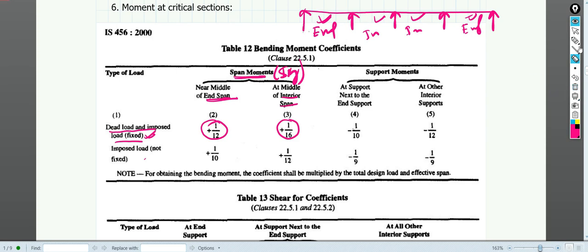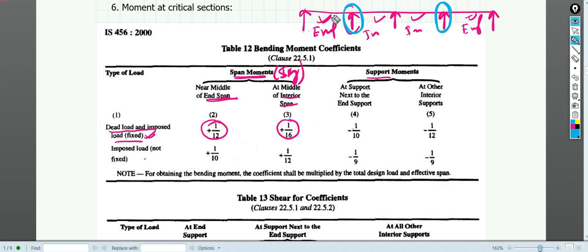And similarly, if you talk about the support or hogging moment, support moment, at a support next to the end support, that means it is talking about this support here. This is the end support, next to the end support is this one, and this is the end support. So these two supports they are talking about.